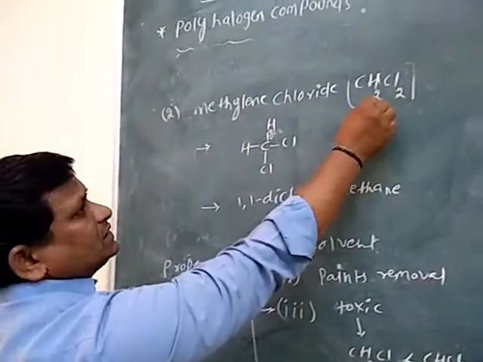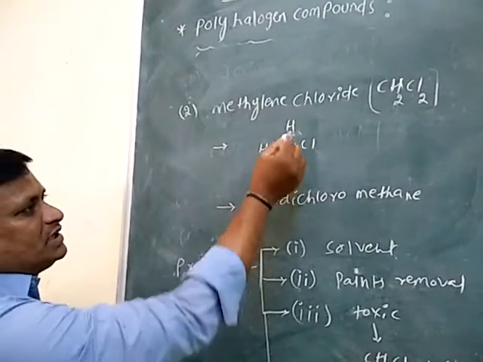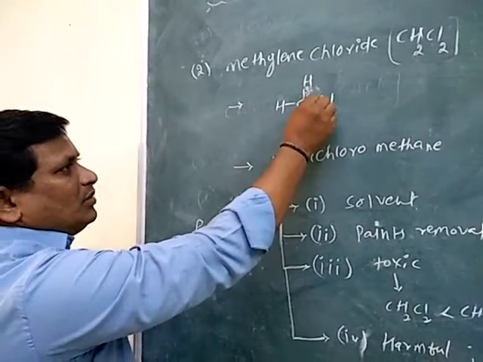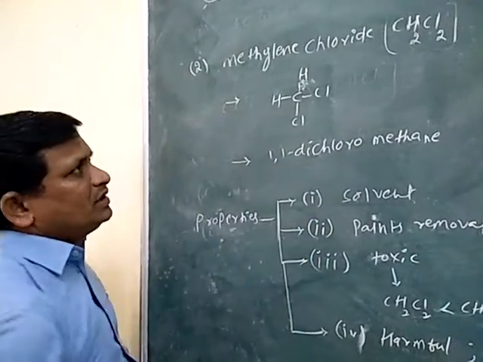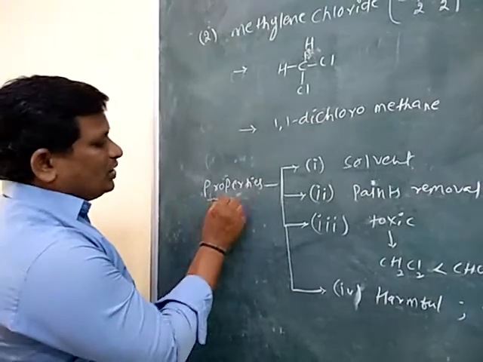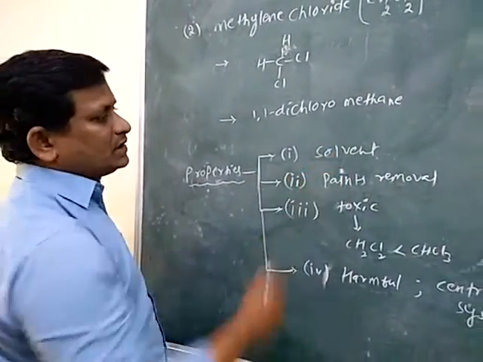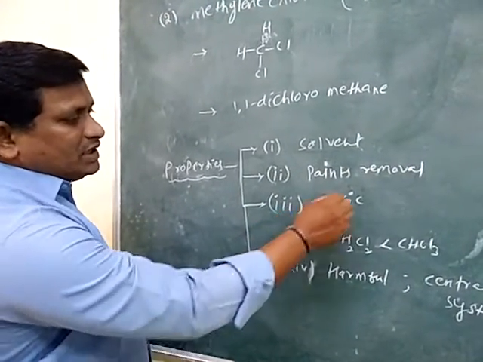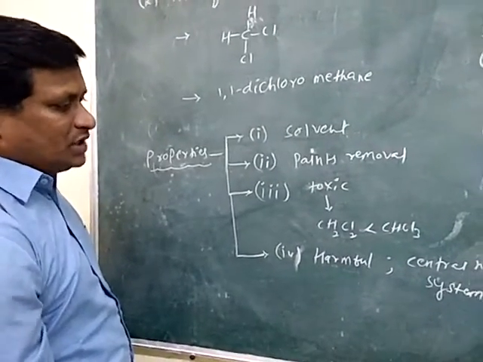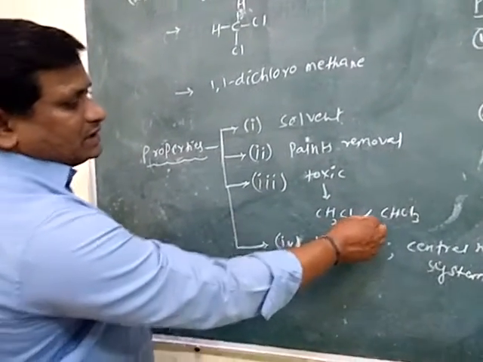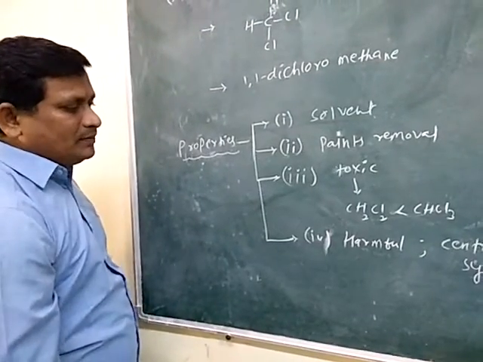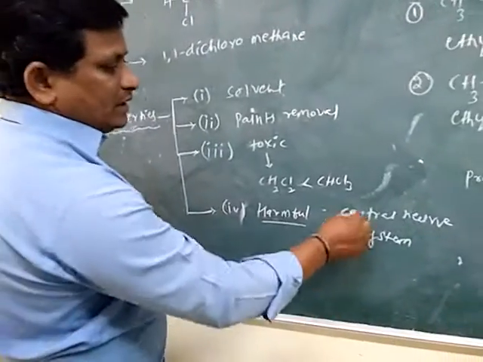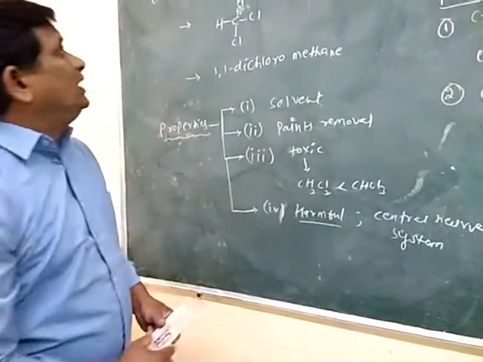So methylene chloride is CH2Cl2, and 1,1-dichloromethane is methylene chloride. Its properties are: it is used as a solvent, it is used for the removal of paints, and its nature is toxic or carcinogenic, though less toxic than chloroform, CHCl3. It is very harmful to human beings, as it affects the central nervous system.